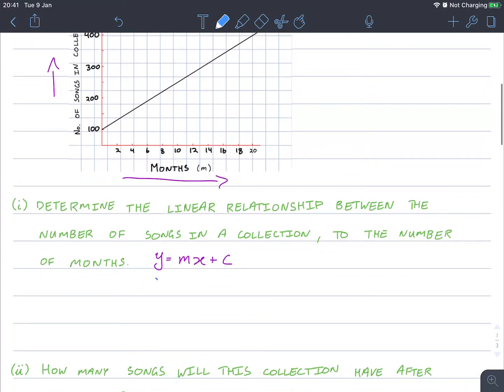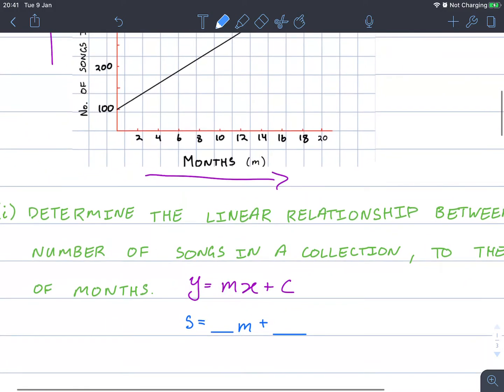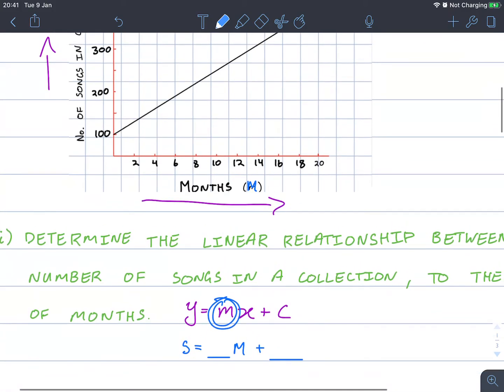So it's going to be S is equal to m, we don't know yet, so I'm going to leave that just blank, the underline. x along the x-axis, well, that's going to be little m. Plus c, we don't know what the value of c is, so I'm going to leave that blank as well. So now we need to calculate the value of, which is confusing, this other m. You know what, I'll change this to capital M for months. That's capital M for months. And now we're going to calculate little m for the gradient.